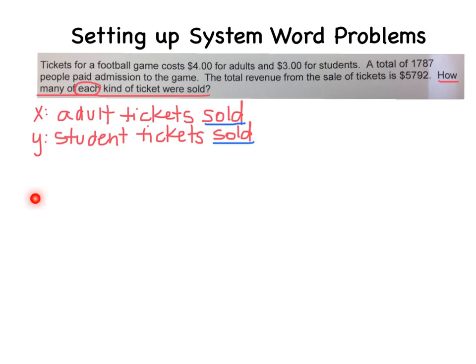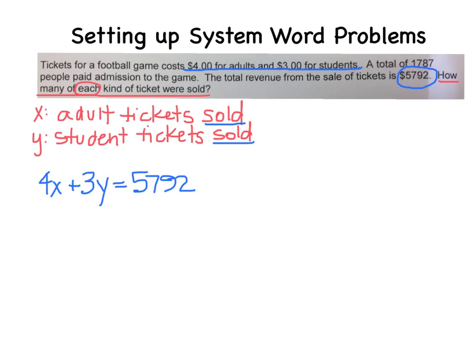Now, since I have two variables, an X and a Y, I know I have to have two equations. So I'm going to look back in here for two sets of information. I see that they cost $4 for adults, $3 for students, and I sold that much money. Money must go with money. So $4 for adults plus $3 for the number of student tickets sold got me a total of $5,792. I don't ever put the dollar sign in until the end when I'm solving and I get an answer.